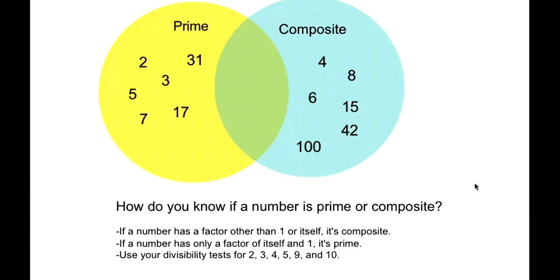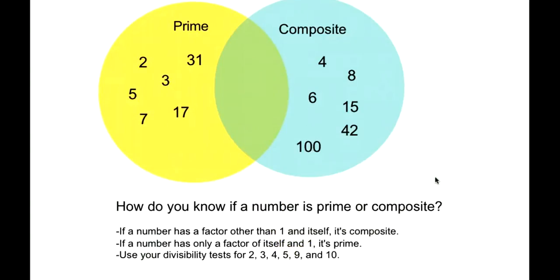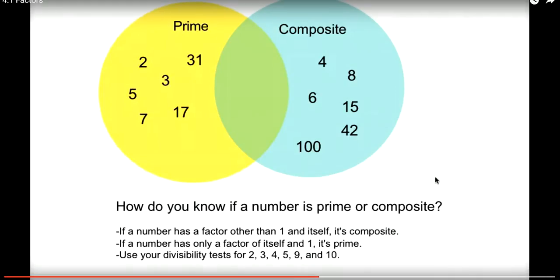So how do you know if a number is prime or composite? If a number has a factor other than 1 and itself, it's composite. If a number has only a factor of itself and 1, it's prime. Use your divisibility tests from our first chapter. You can know if 2, 3, 4, 5, 6, 9, 10 is a divisor because of our divisibility tests or our divisibility rules.